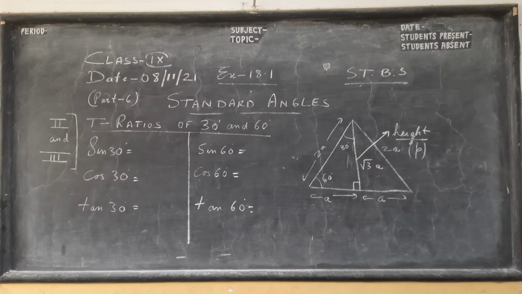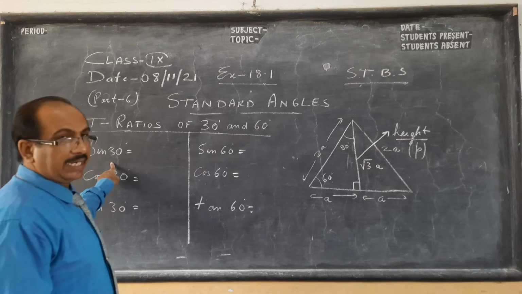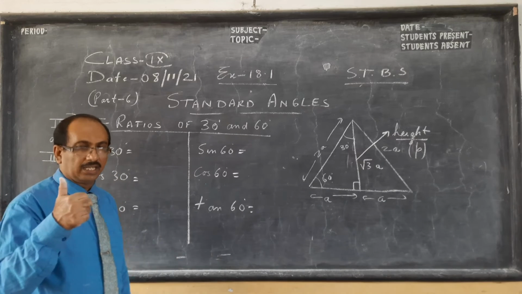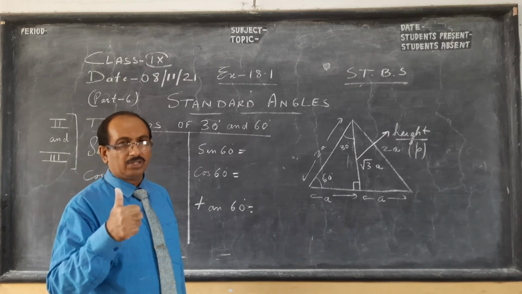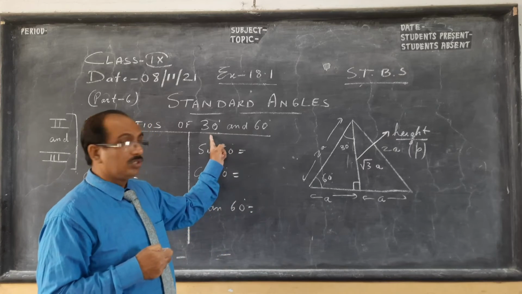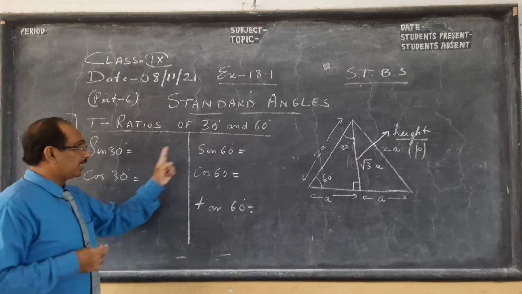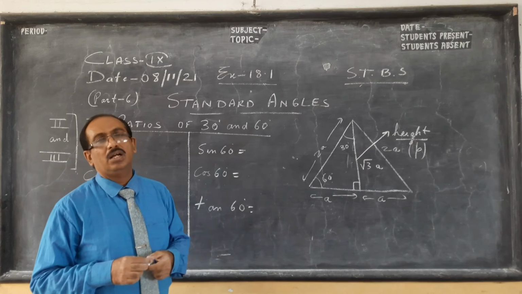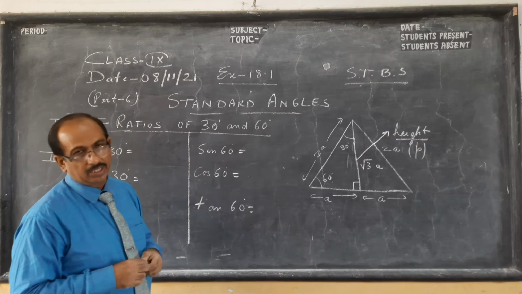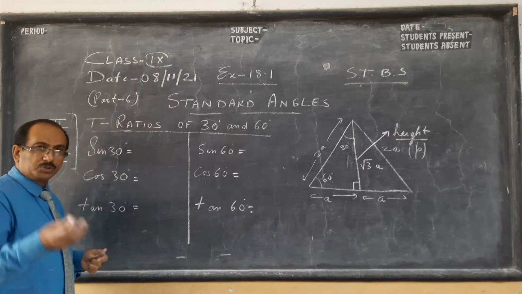So here we are going to see how we get sine 30. I told you standard angles 0, 30, 45, 60, 90. I have shown you 45. In the second and third part I am showing you 30 and 60. And in the next part I will show you 0 and 90. Then we will recapitulate the whole thing.